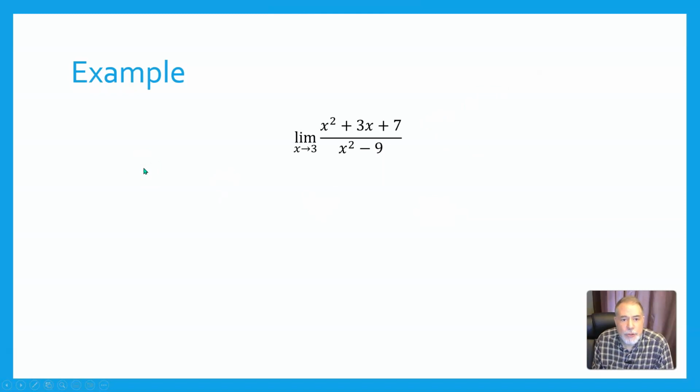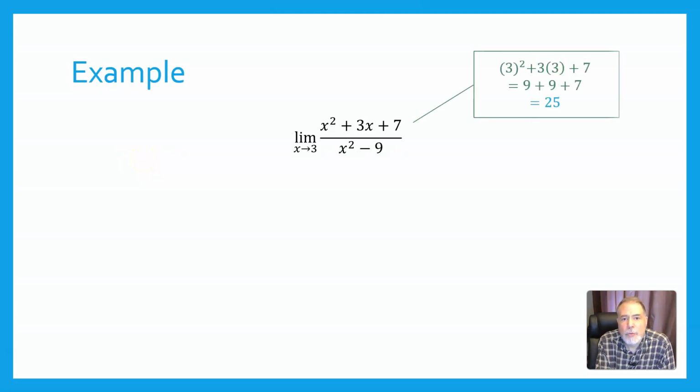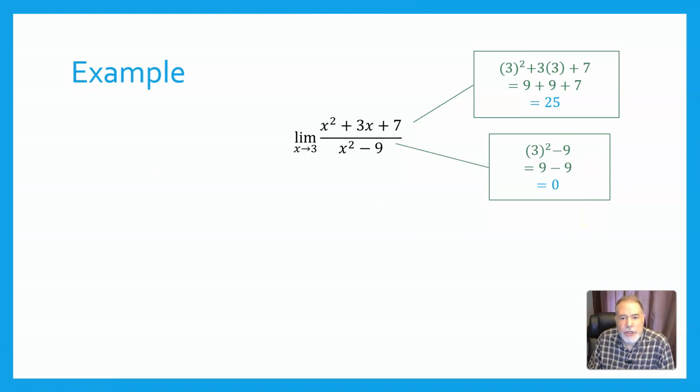How about the limit as x approaches 3 of (x squared plus 3x plus 7) over (x squared minus 9)? Well, what happens as x approaches 3? The numerator approaches 3 squared plus 3 times 3 plus 7, which is 25. The denominator approaches 3 squared minus 9, which is 0. And so here we have a situation where the denominator goes to 0, but the numerator does not. It goes to 25. And so the limit does not exist. Remember I said if the denominator goes to 0 and the numerator doesn't, that's enough to let you conclude that the limit of the whole thing just does not exist.